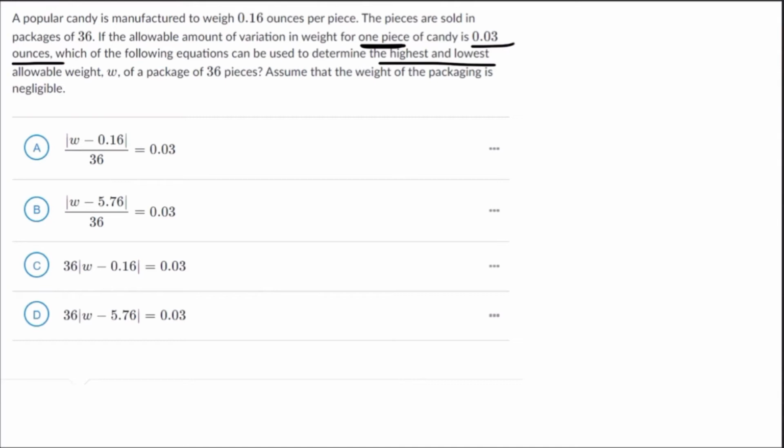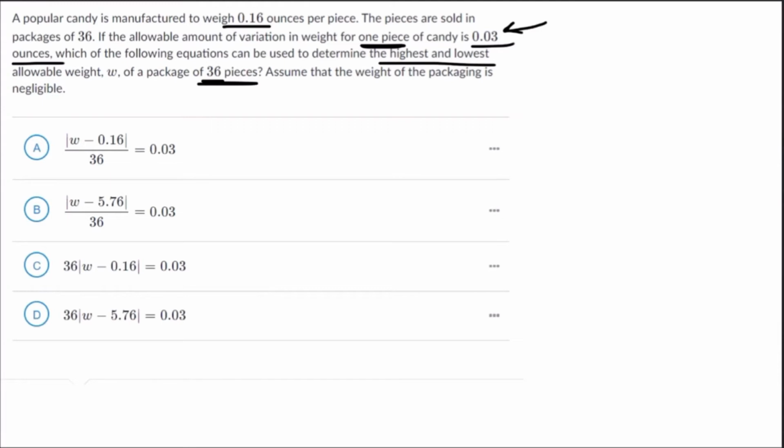So right here they told us that there's 36 pieces in a candy box or whatever package, and each piece is supposed to be 0.16 ounces. However, there's an allowed variation of 0.03. They want us to find the absolute highest and lowest possible weights, with the variation being at the maximum, of course, for each one. And we just need to represent this in one of the equations they gave us.